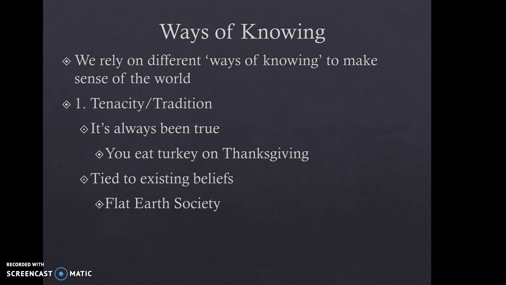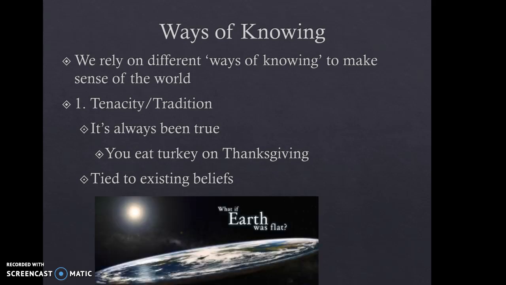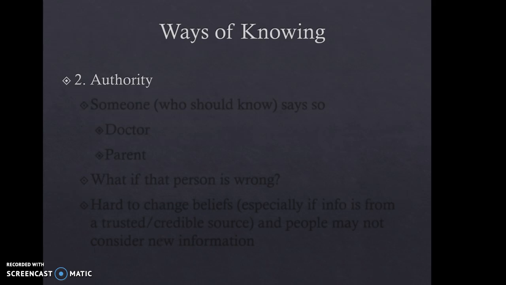If you have those existing beliefs, maybe you got them from your parents, from your grandparents, or just some family tradition, then you always know that's true. That's the first type of knowing. It's tradition. The second way of knowing is authority, basically.